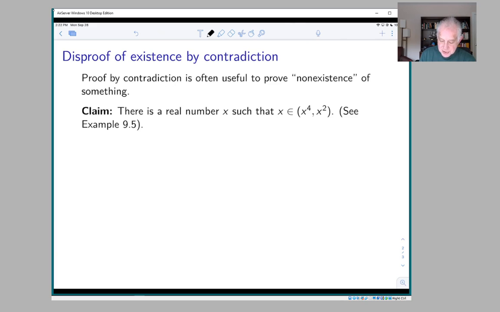And the claim is that there's a real number x such that x is in the open interval from x to the fourth to x squared. This means x is bigger than x to the fourth, and x is less than x squared. That's what that means. And we're going to disprove this by contradiction. So assume that we have such an x.